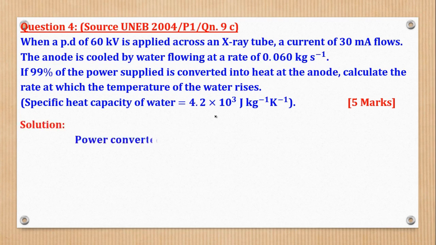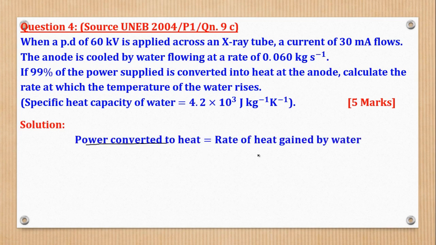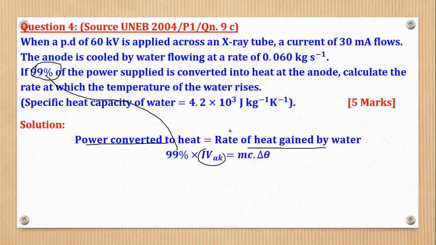So here, what we need to know is that the power which is converted to heat is equal to the rate of heat gained by the water. Because in this case, water is the one acting as the coolant, taking out the heat. So power converted into heat, they told us it is 99% of the total power. So 99% of the total power, which is IV, is equal to the rate of heat gained by water, which is mc change in theta, change in temperature, where m is the rate, mass over time, kilogram per second.